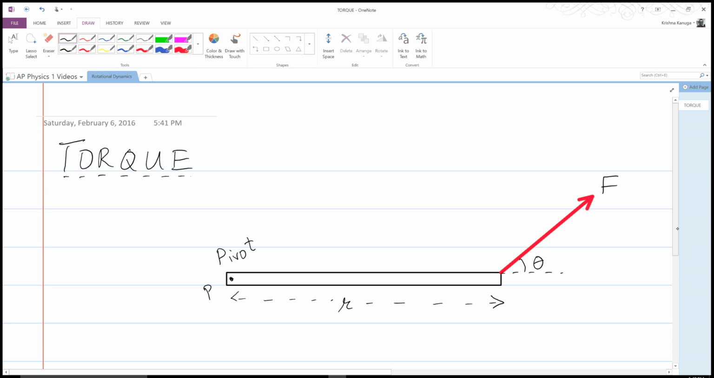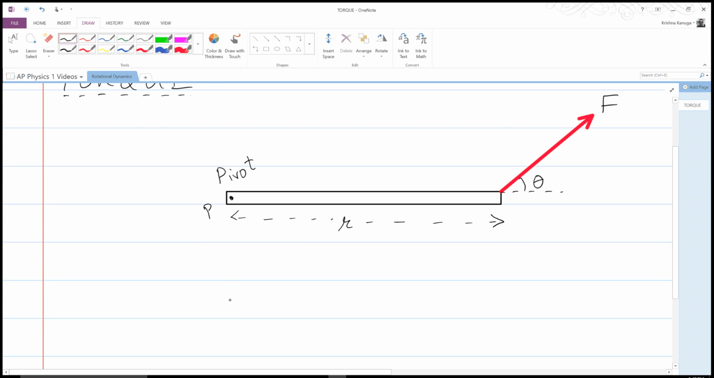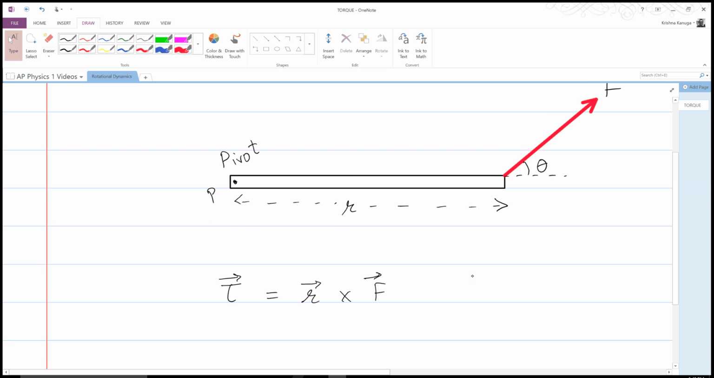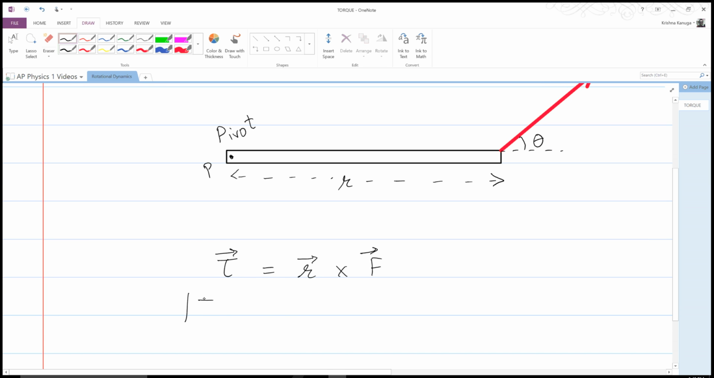This could be the force that you use to open a door or close a door, where you're exerting a torque, and many other situations. So our goal is to define torque in terms of all these things. So what is torque? Torque itself is a vector. It is written as R cross F. We can write down the magnitude of this vector as simply R times F times sine of theta, using the definition of a cross product.